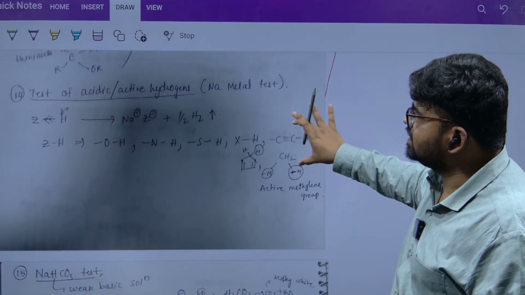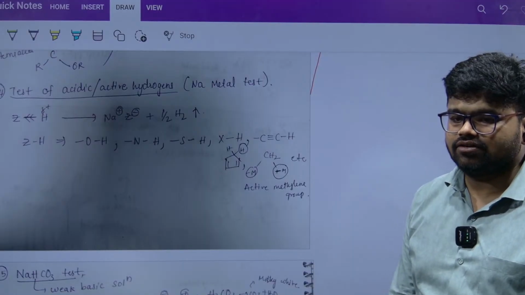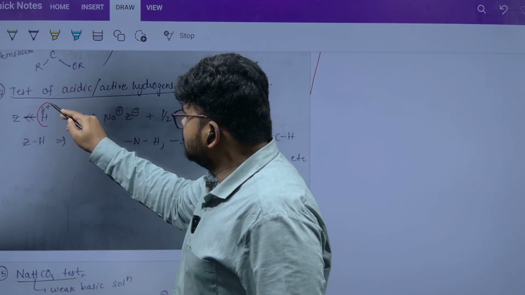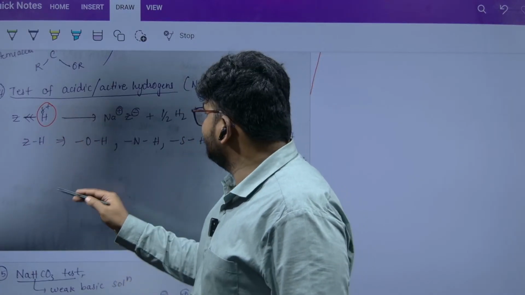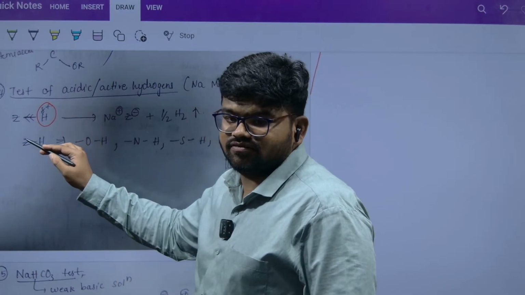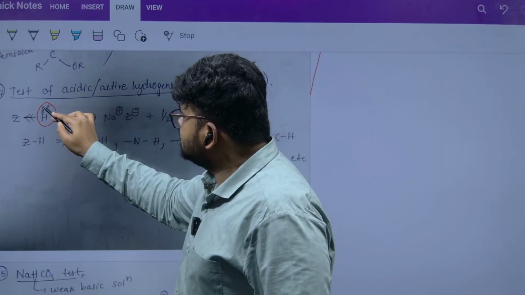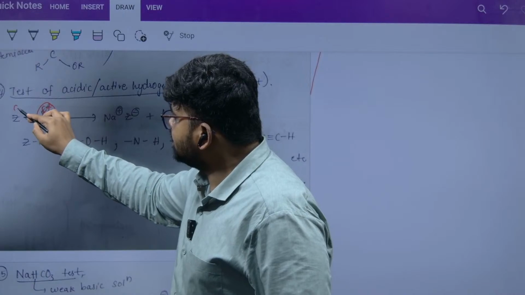And next one is the test of acidic active hydrogens. Here, what is the point? This hydrogen should be acidic. Whenever it is acidic, it shows acidic reaction. We discussed acidic reactions already. About that I am only telling. So this is partial positive and here partial negative is there.